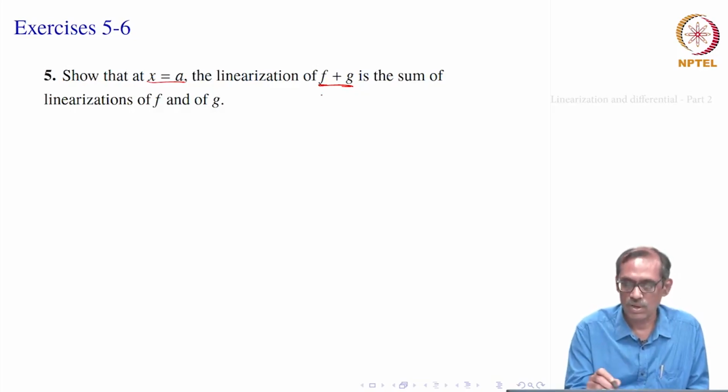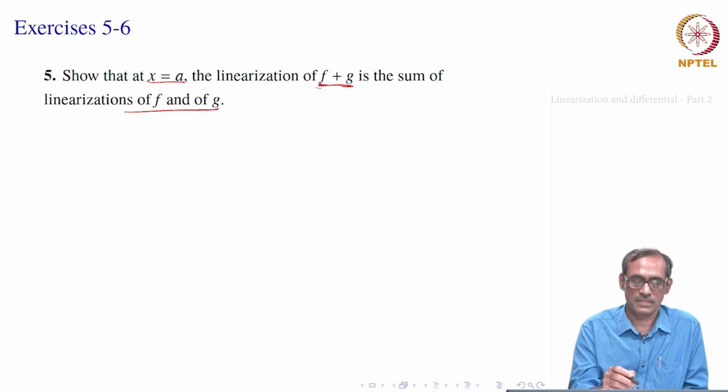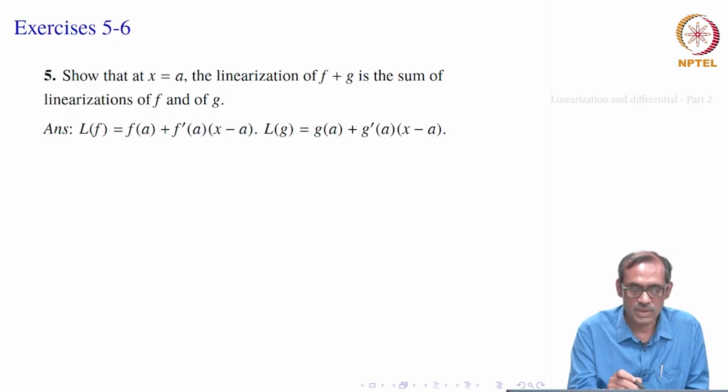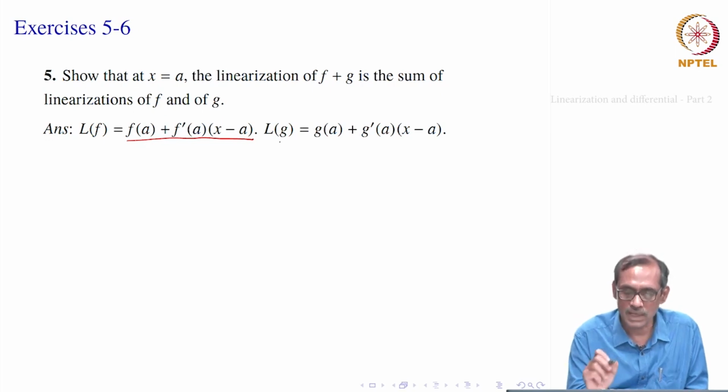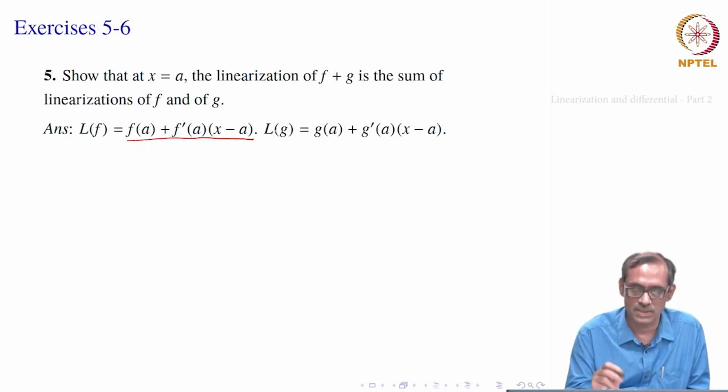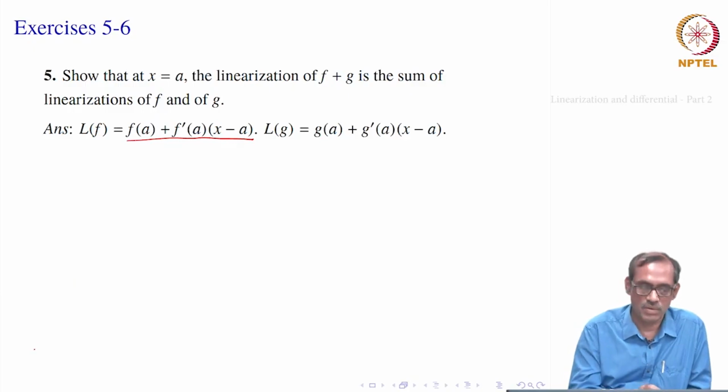We want to really show that the sum of the linearizations is equal to the linearization of the sum, that is to be shown. That should be quite easy. What do we do? Let us find out first the linearization of f, that is equal to f of a plus f prime a times x minus a, where x is in a neighborhood of a. And what is the linearization of g? Instead of x, we are writing f and g here for easy notation. So, L of g equals g of a plus g prime a into x minus a.